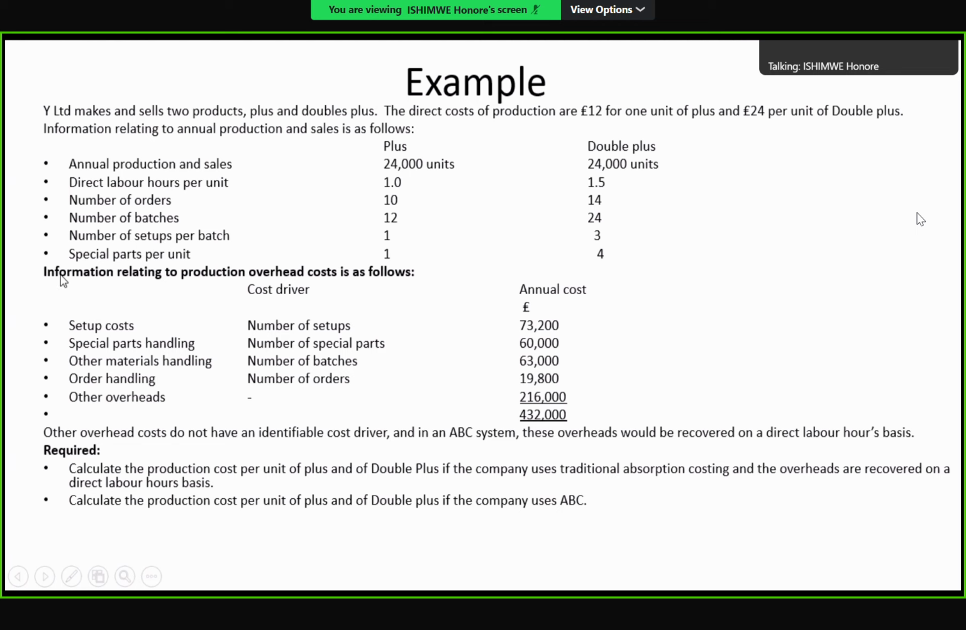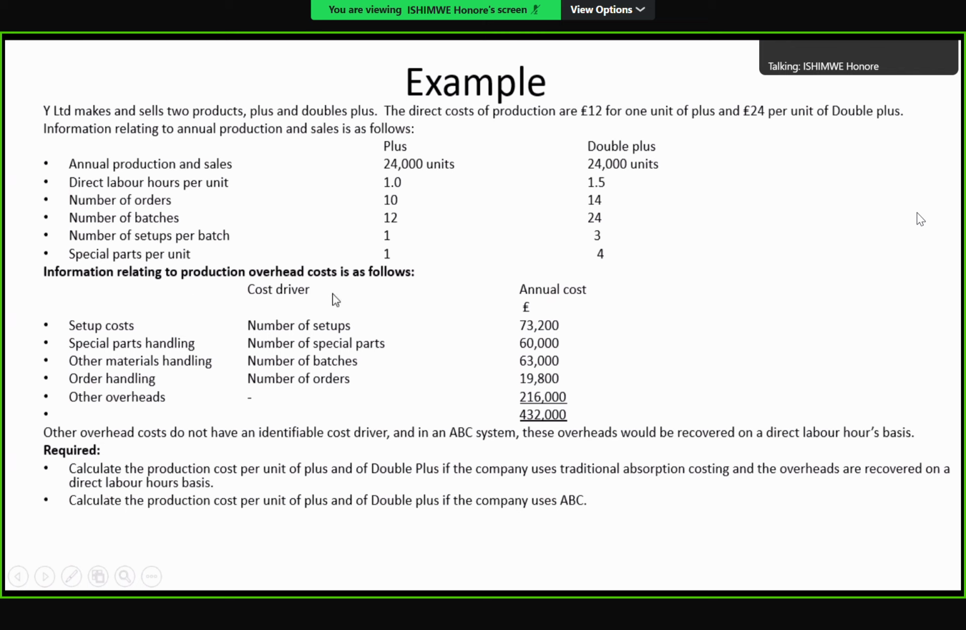And the information related to production overhead cost is as follows. These are the activities that happened: setup cost, special parts handling, other material handling, order handling, other overheads. Then these are the cost drivers. It is given, as you see in this question. They say when you are apportioning setup cost, this is an activity of setting up, let's say, a machine or whatever. Setup costs 73,200 on an annual basis. This is the annual cost.